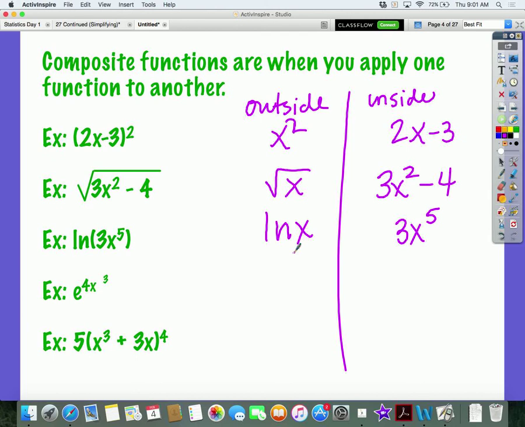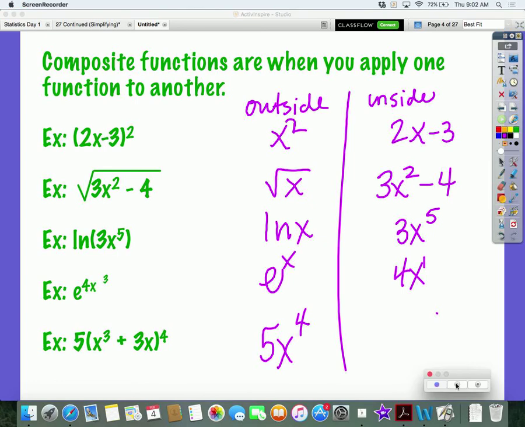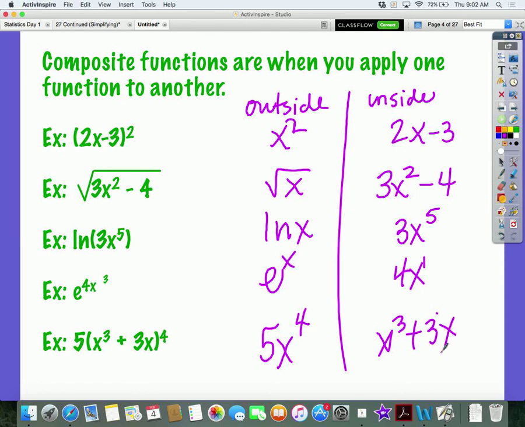Let me hear from two other people for the next one. The inside function is 4x to the 3rd. Very good. It's 4x to the third. Plug this in for x. So for the last one, the quantity x to the third plus 3x to the fourth, the outside function would be 5x to the fourth, which means that my inside function would be x cubed plus 3x. Okay.